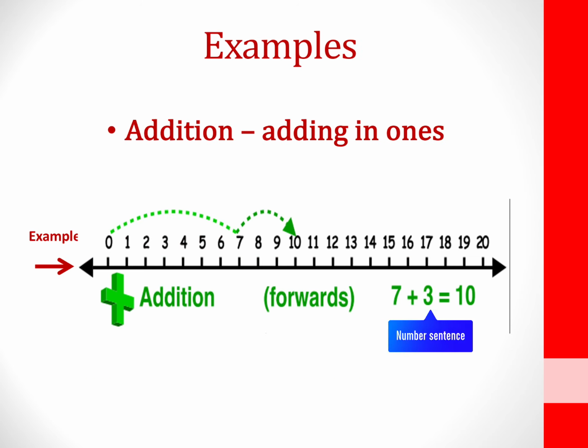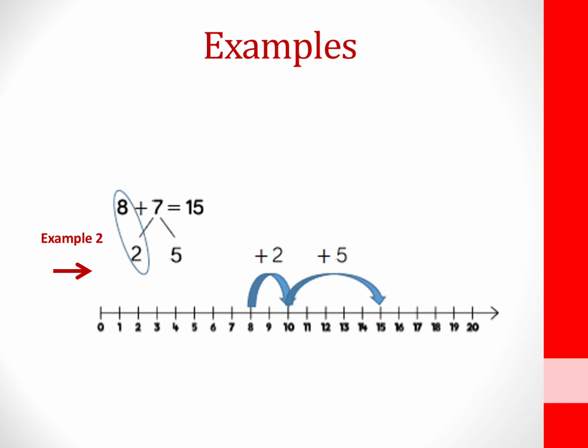This first example shows children at the early stages of addition. They are counting on in ones, starting at 0, counting on to, in this example, 7, then adding 3 more jumps to get to the answer of 10. Children should be encouraged to write the number sentence so that they can link the pictorial with the abstract.